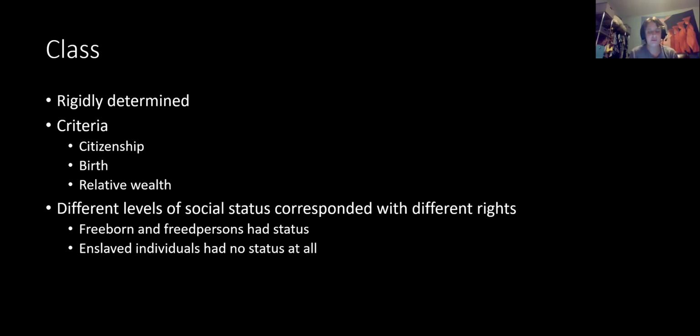First, a brief overview of what I mean when I talk about class. In the Roman world, class was rigidly determined by three factors: citizenship, birth, and relative wealth. Different levels of class status corresponded with different rights. For example, freeborn Romans and freed persons, formerly enslaved people, had status, while enslaved individuals had no status at all.